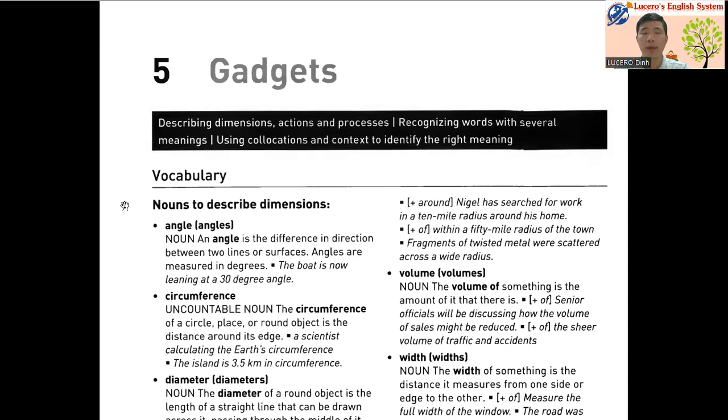So today I'm going to practice daily reading English with you. Today's topic is gadgets. Gadgets, as I remember, are something that can help us to be easier and more convenient. Describing dimension, action or process, recognizing words with several meanings, using collocation with context to identify the right meaning.